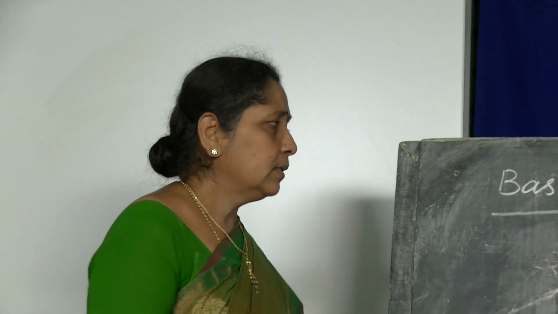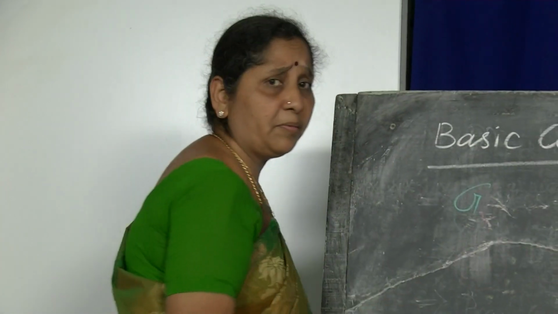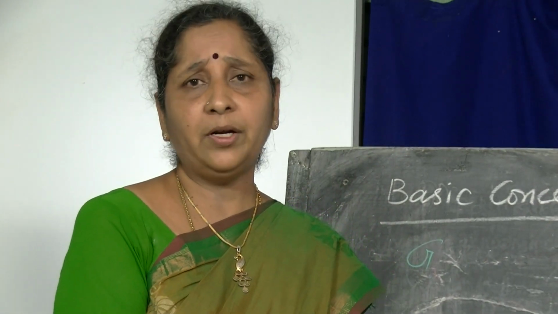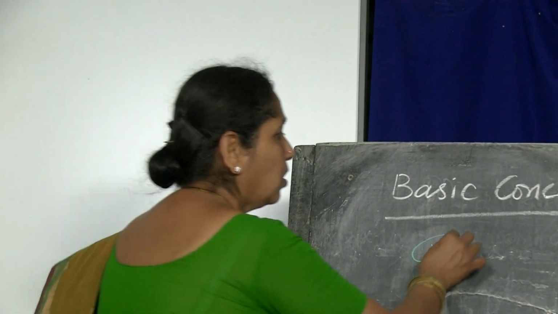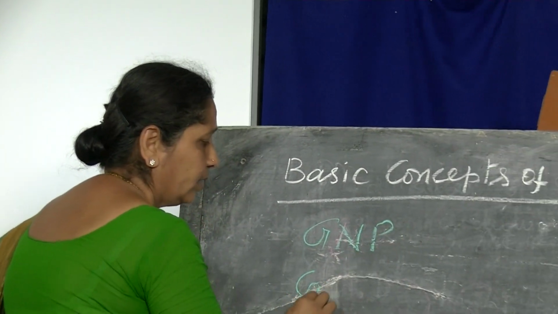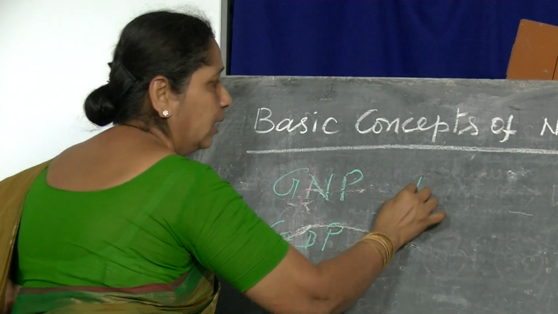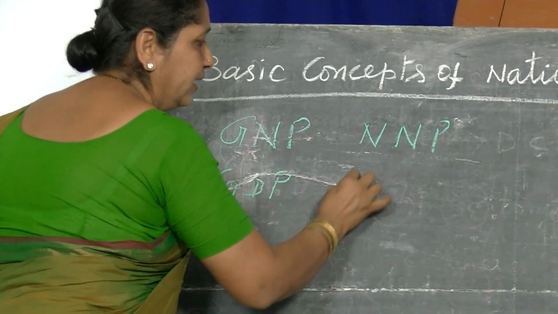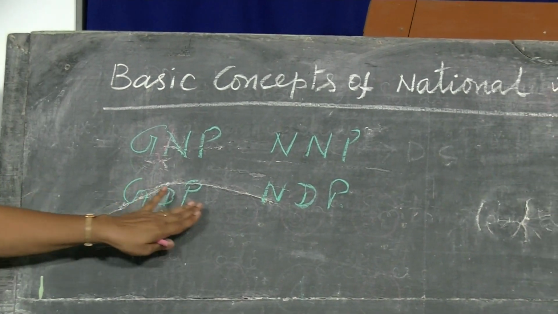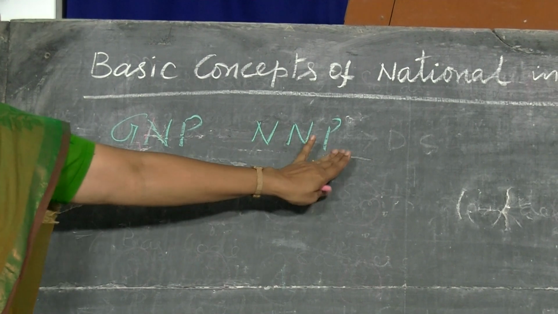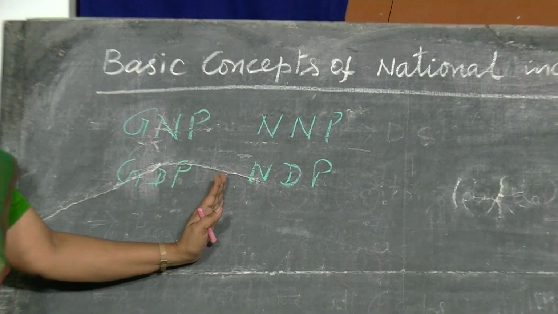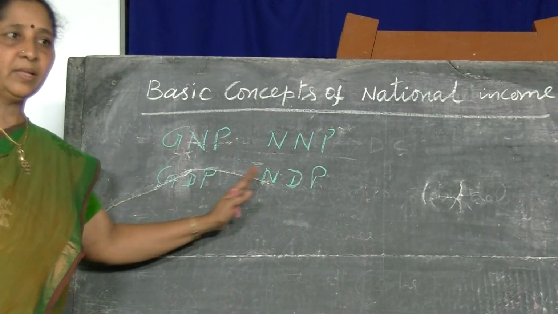They are, national income is a very basic index to measure the growth and development of an economy. The basic concepts that I am going to take today are GNP, GDP, NNP and NDP. Gross national product, gross domestic product, net national product and net domestic product. And I have taken this side as gross and this side as net.